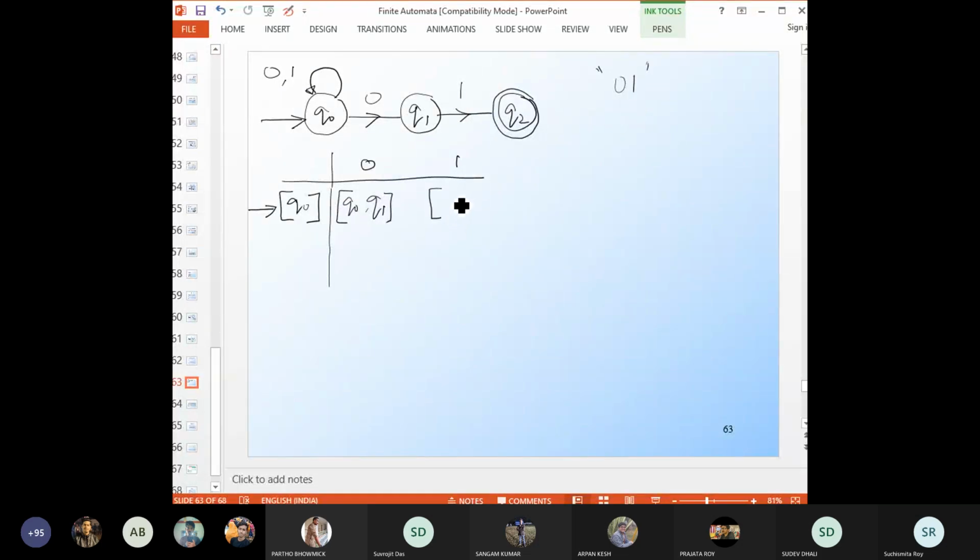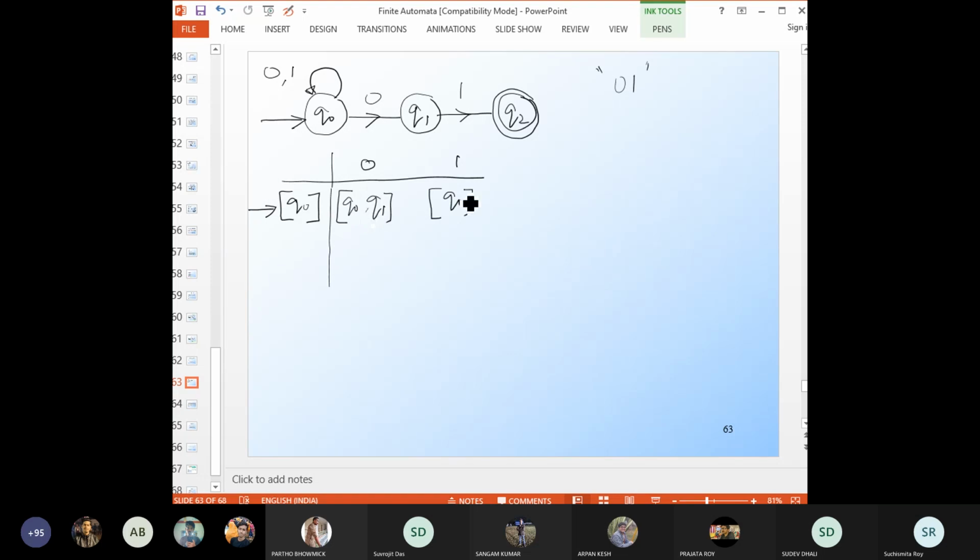Where do you go? Q0 only. Q0. Okay, and no other state. So this is all right. So we have added two subsets. Basically, we have added two transitions to our finite automata.